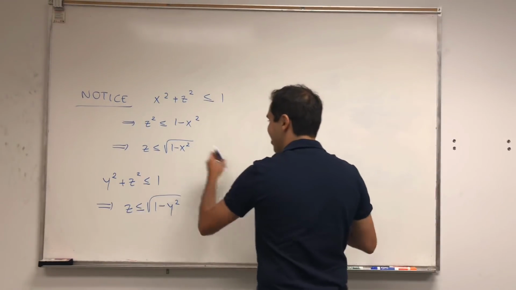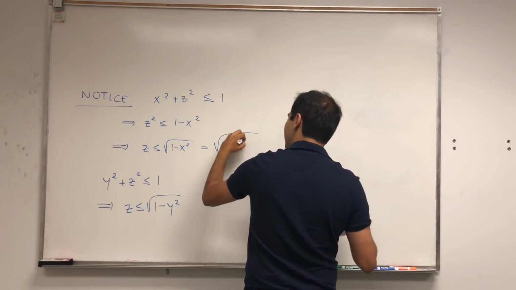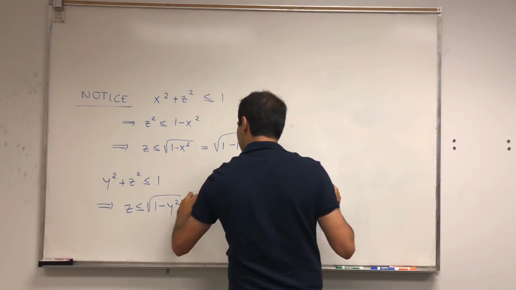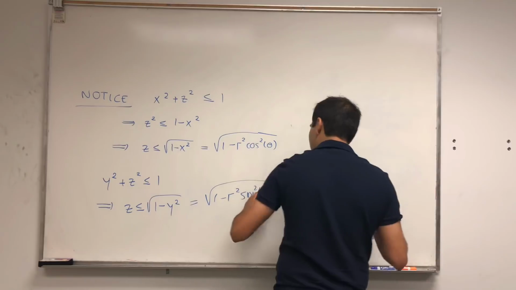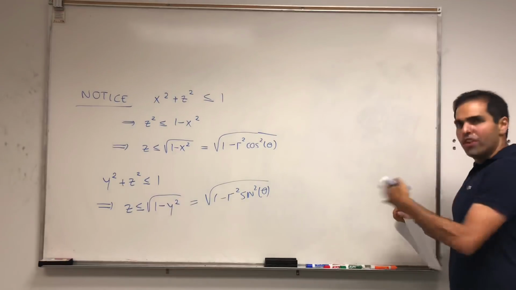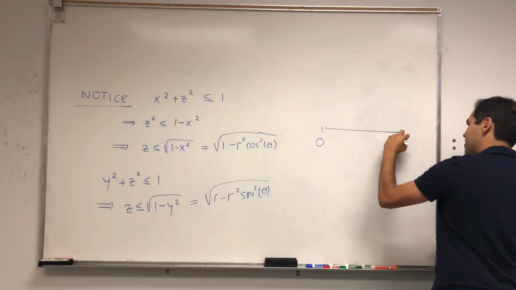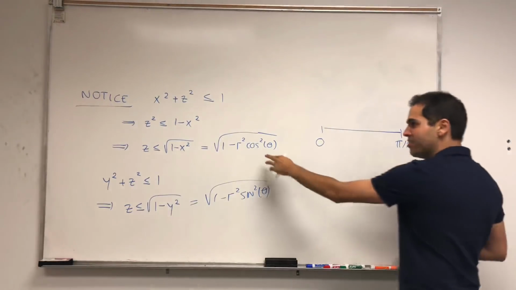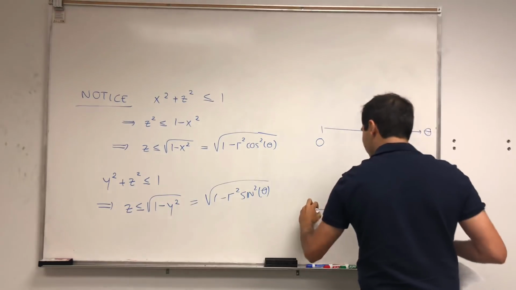And by the way, you could write this in terms of cosine and sine. So that's the square root of 1 minus r squared cosine squared theta, and the square root of 1 minus r squared sine squared theta. All right. Now remember what I told you before. Before, I said theta is between 0 and pi over 2, but we can actually do better than that. Let's look at those functions, 1 minus r squared cosine squared and 1 minus r squared sine squared.